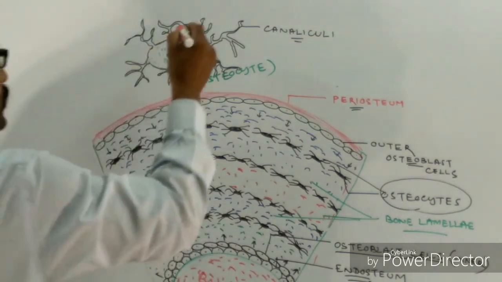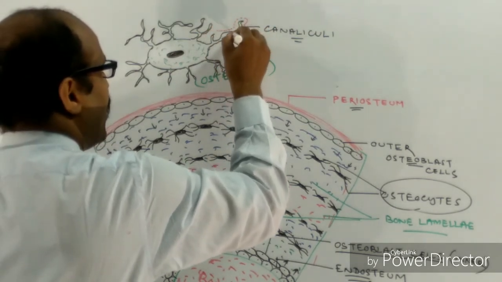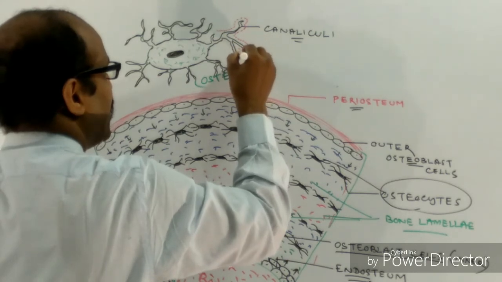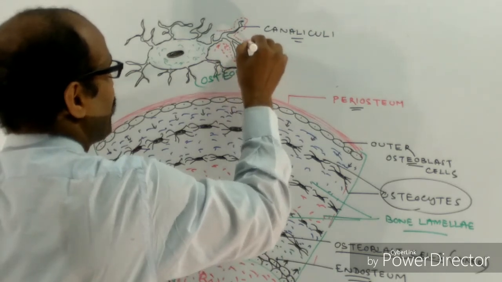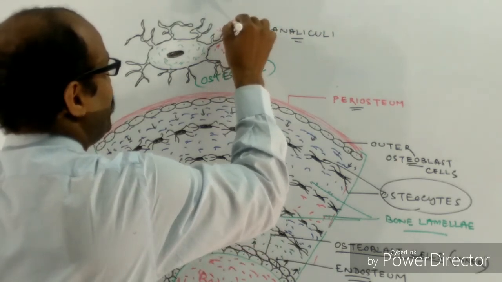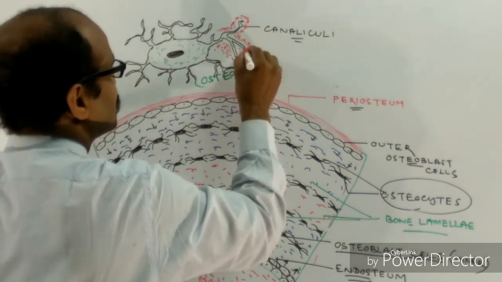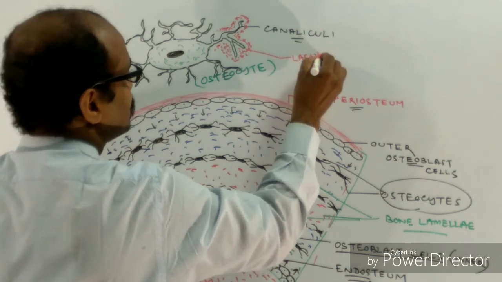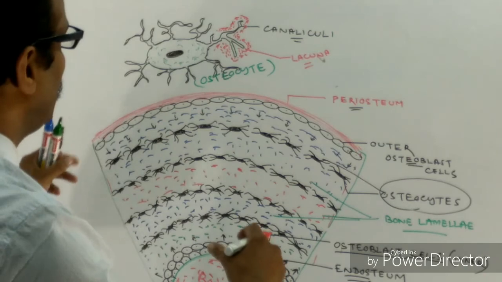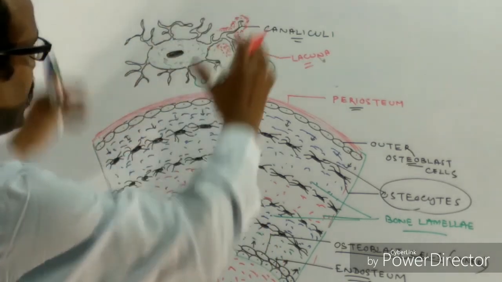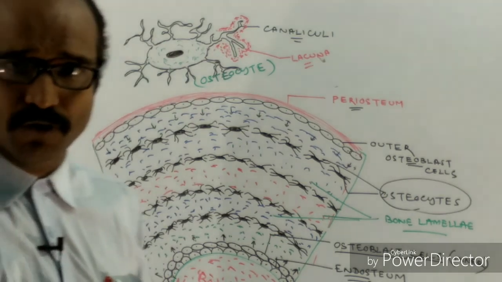And the matrix of the bone surrounds the canaliculi and leaves a fluid filled area. This is known as the lacuna. Suppose that this is the matrix and the fluid filled area around the canaliculi or the bone cell. This is known as the lacuna. So inside the lacuna, such canaliculi are present. I hope you understand the structure of the frog's bone.